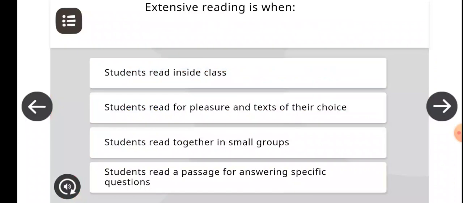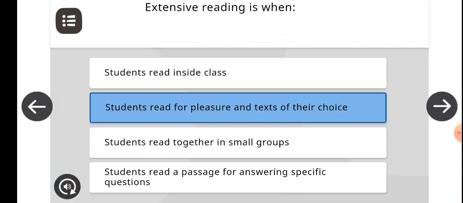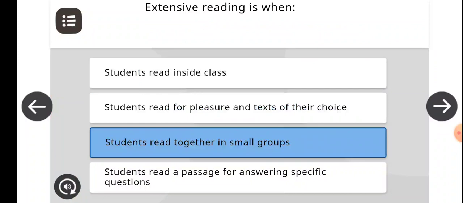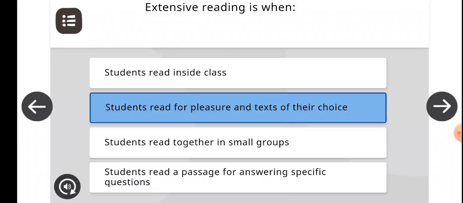Next, extensive reading. Extensive reading means reading other than the textbook, other than the classroom. Let's have a look. Students read inside the class. This is not the right answer. Students read for pleasure and texts of their choice. Students read together in small groups. Students read a passage for answering specific questions. So what would be the right answer? Extensive reading is when students read for pleasure and texts of their own choice.